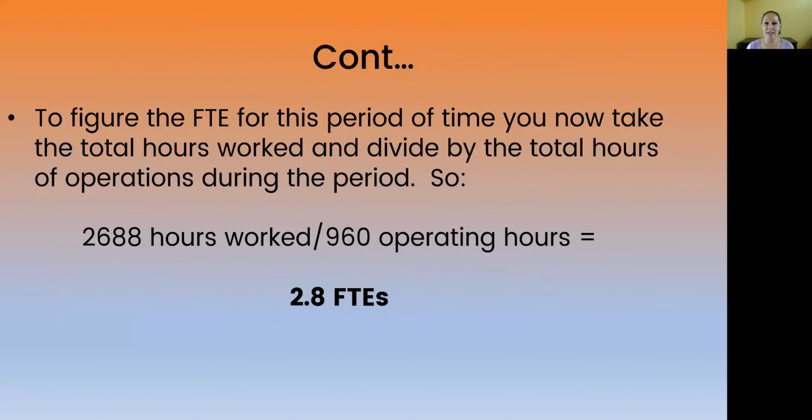So to get the FTE, it's simple math. We've got 2,688 hours of worked time divided by the total number of operating hours, which was 960. And that gives us 2.8 full-time equivalent employees. So clearly not full-time, but 2.8 full-time employees. Not quite 3, which makes sense because you've got the 3 full-time employees plus the 1 part-time employee. So that's what that calculation would look like for February 15th through June 30th of 2019.